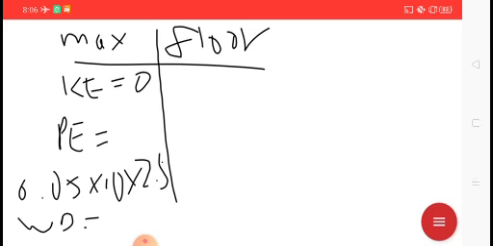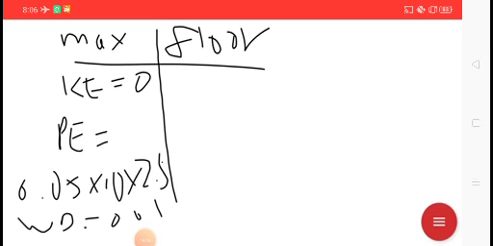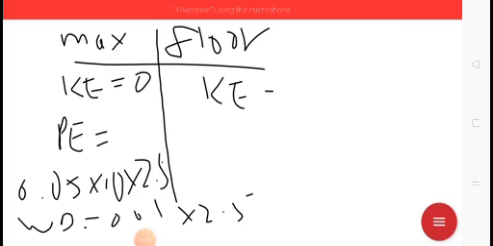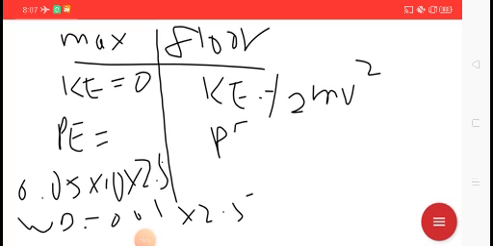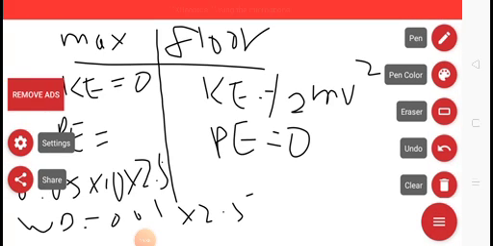You have 0.01 times 2.5, right? And on the other side, at the floor, KE equals 1 over 2 mv squared, and PE equals 0 because they reach the floor. Okay, so these are the items that you need in order to form the equation. Now we form the equation.